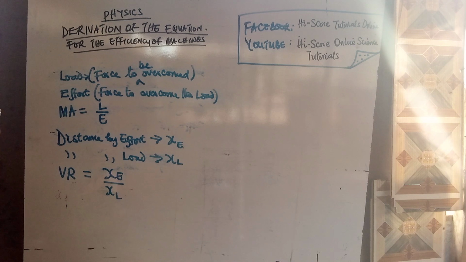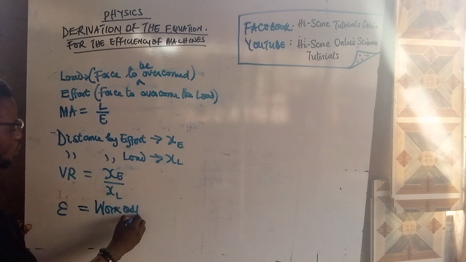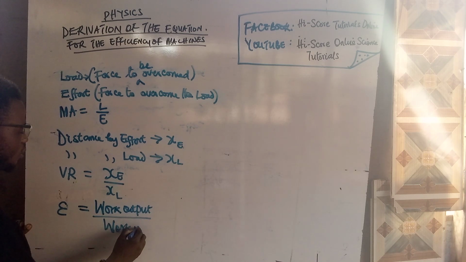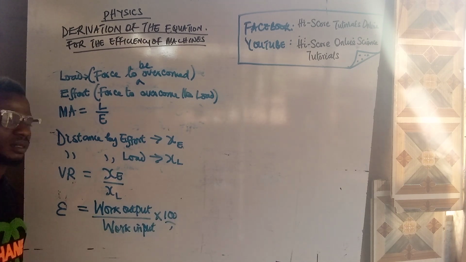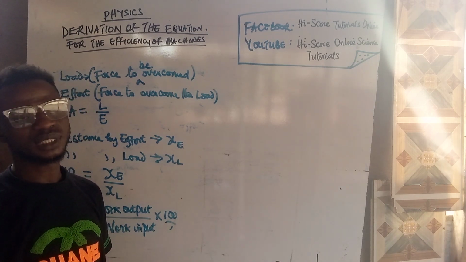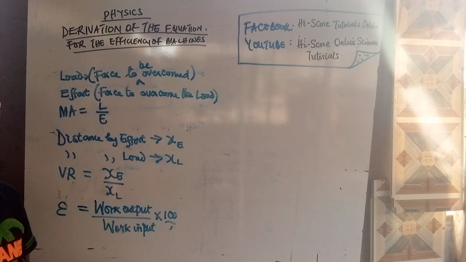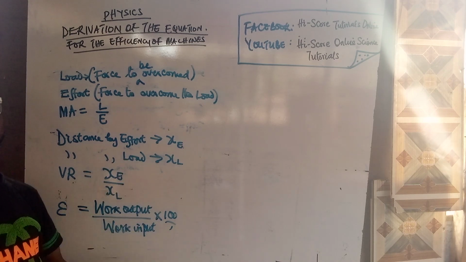Now, efficiency of a machine is given as epsilon equals work output over work input, expressed as a percentage. Now, how do we know what is work input and work output? Don't forget, we said we put in some force to overcome another force. So the force we put in is the effort. So the work output is the work done by virtue of the effort.